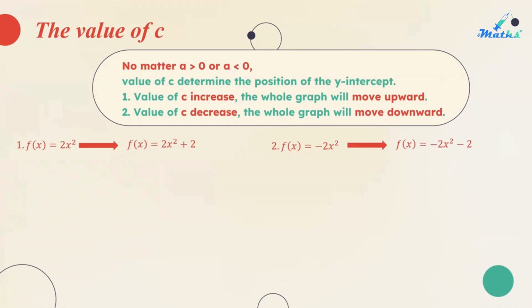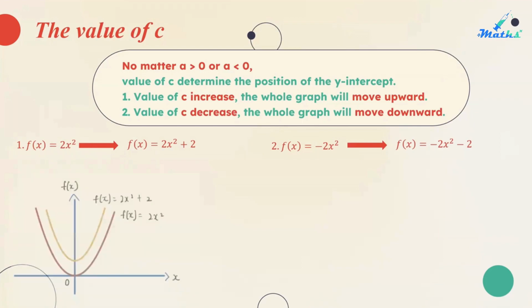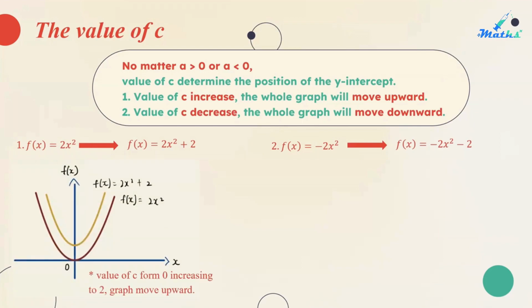Okay, let's see example 1. f(x) equals 2x squared increases to f(x) equals 2x squared plus 2. The value of c goes from 0 increasing to 2, so the graph will move upward. c is 0 because the equation f(x) equals 2x squared doesn't have any value of c, so it means 0. From 0 increasing to 2, the graph will move upward.